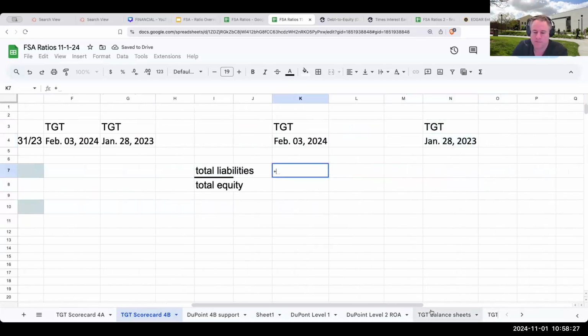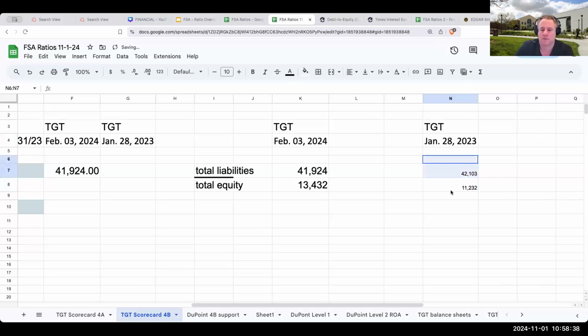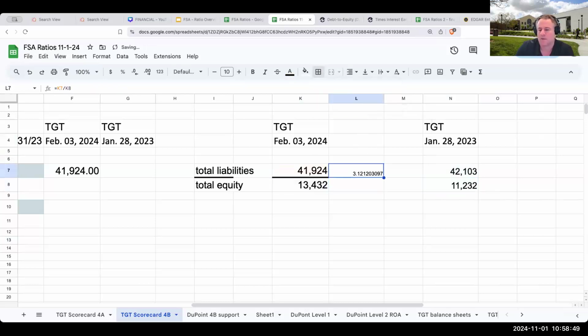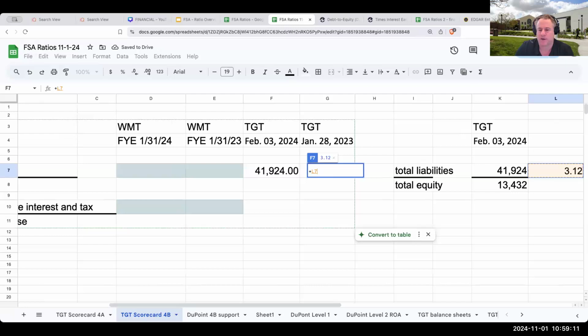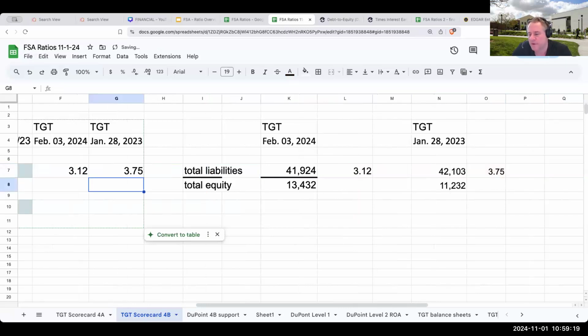Okay, so coming right over here. My debt to equity ratio is going to be 3.12. And my debt to equity ratio over here for Target will be about 3.74 or 3.75. So coming over here to look at what the results are, my debt to equity over here for Target is 3.12, basically as opposed to 3.75.